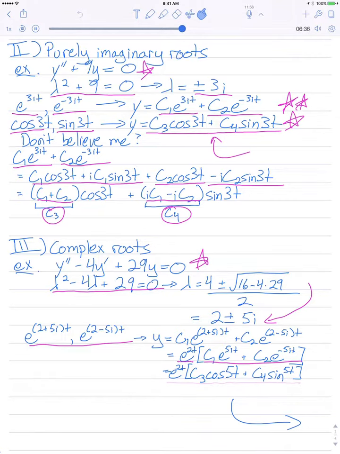and hopefully above, in the previous case, I convinced you that another way to write this is as a combination of cosines and sines. So we can write the solution neatly in terms of real quantities as e to the 2t times (c3 cos 5t plus c4 sine 5t). So that's a solution that's growing exponentially in time and has some oscillation to it as well.